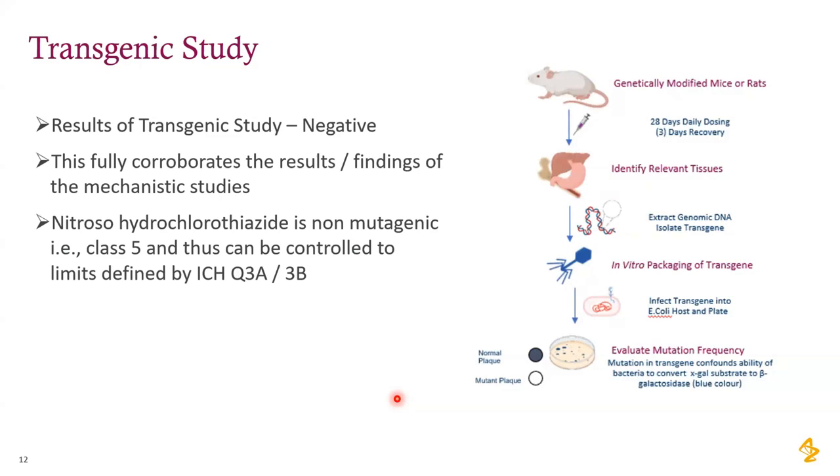So having completed all of that work over the last 18 months, our conclusion, and the one that we propose now, is that nitroso hydrochlorothiazide is actually non-mutagenic. It belongs to class 5 and can be controlled to limits defined by Q3A, Q3B. So in my view, this work demonstrates that hydrochlorothiazide itself as a drug is not a significant concern, particularly in the context of nitrosamines. So with that, I'll stop, and I'll thank you for your attention.